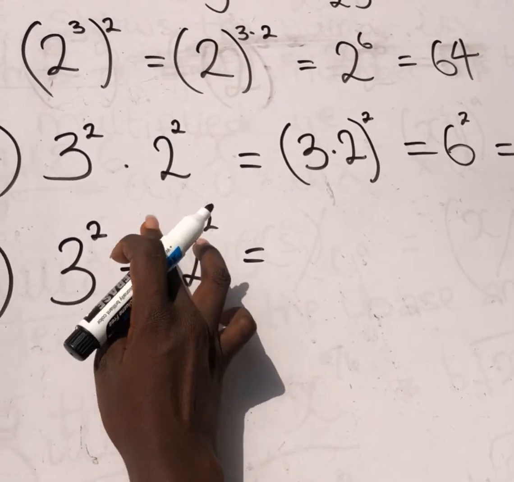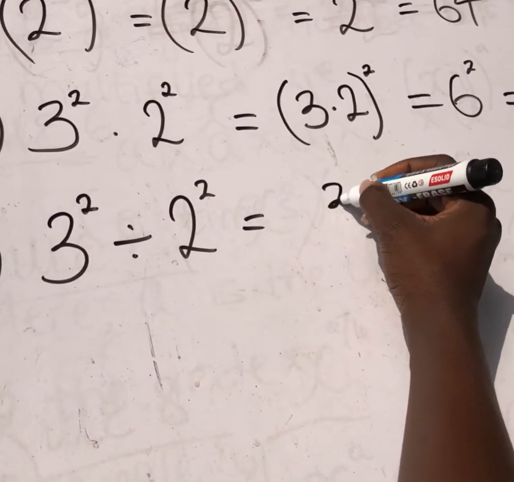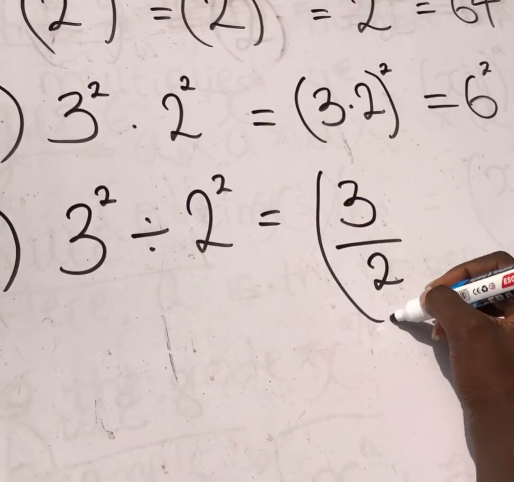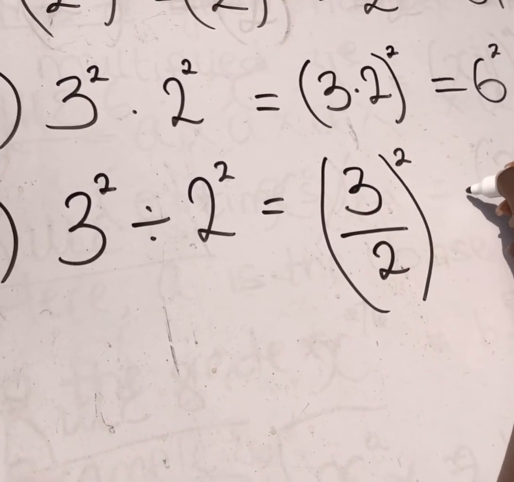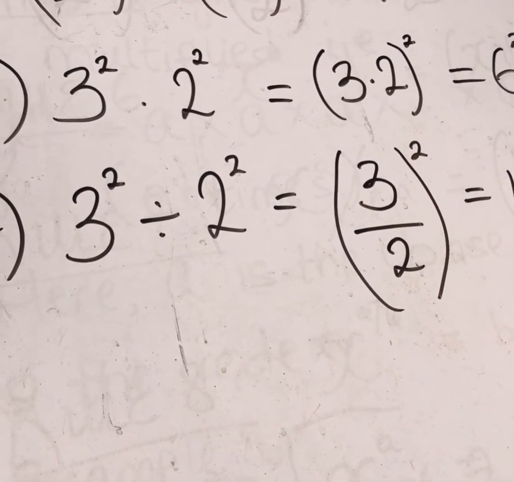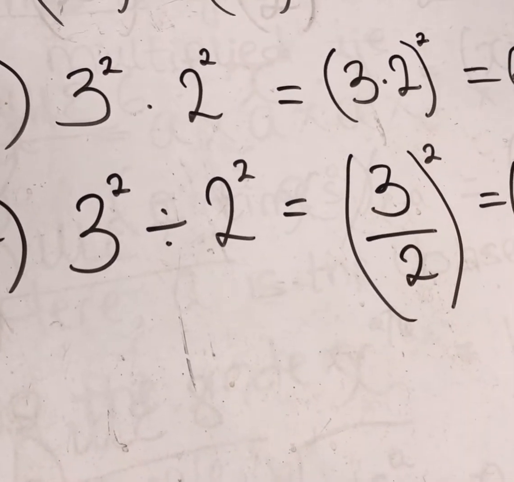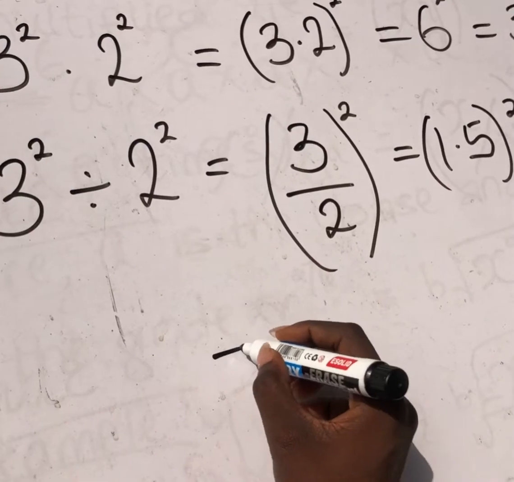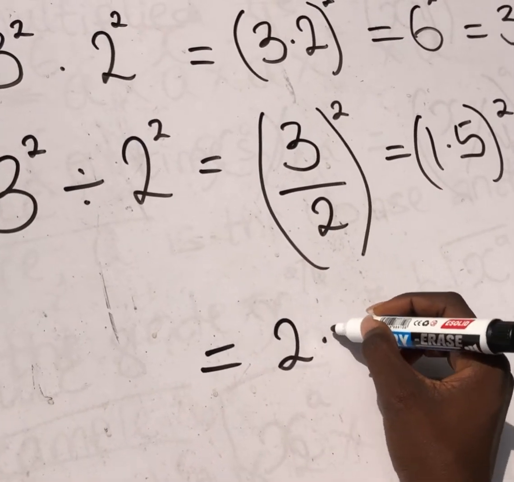For this second one, we have the same thing, but in this case, we have division. So you know what to do. You divide the two different bases and put just one power. 3 over 2 will give us 1.5 raised to the power of 2. That's why we have 2.25.